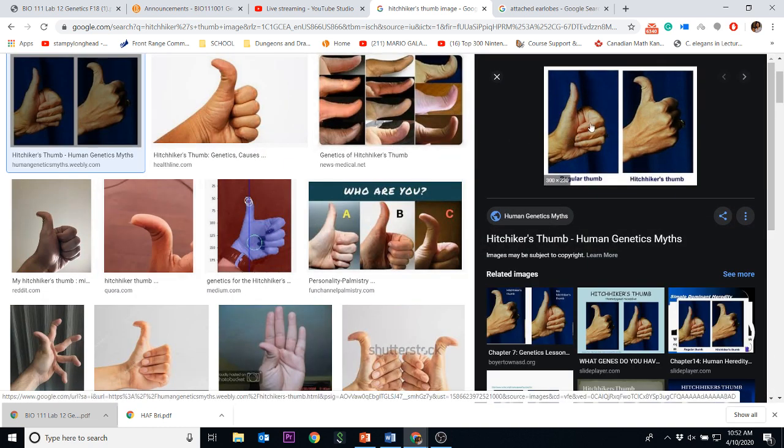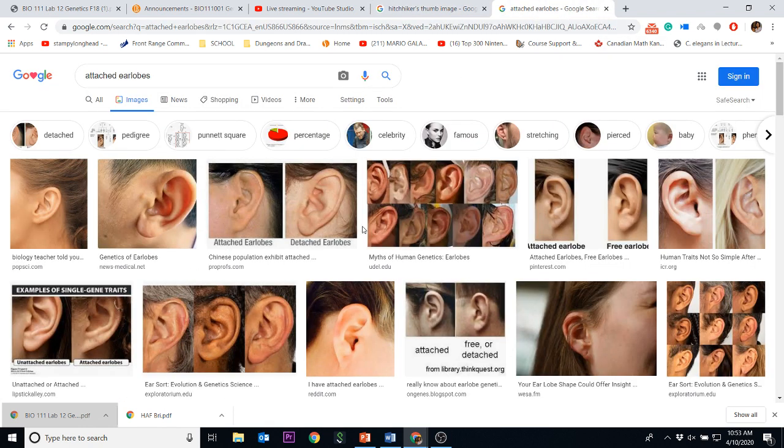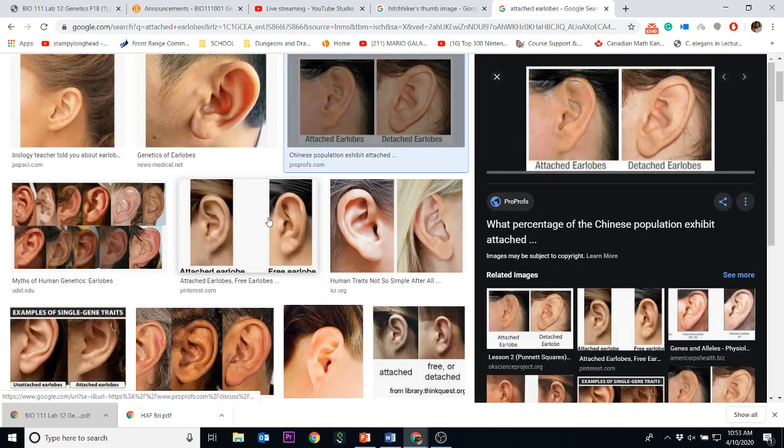This is a good example here, showing you this is a normal thumb. This is a hitchhiker thumb. You can bend it backward a lot more. Okay, and then attached earlobe. And here's an example of attached earlobe.